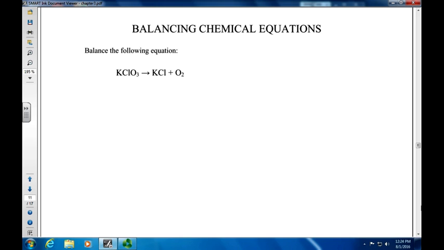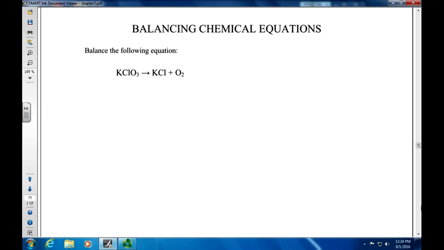Today we are looking at balancing chemical equations. For the sake of simplicity, I'm going to just refer to these as KClO3 yields KCl plus O2. That makes it just a little bit easier to follow along as we're adjusting this chemical formula to make it balanced.